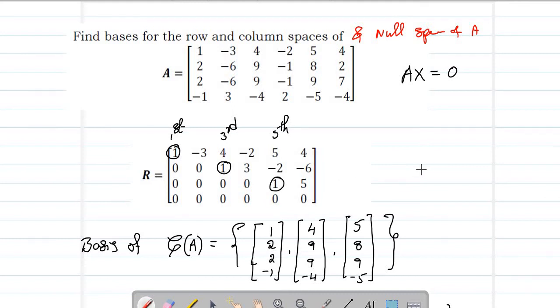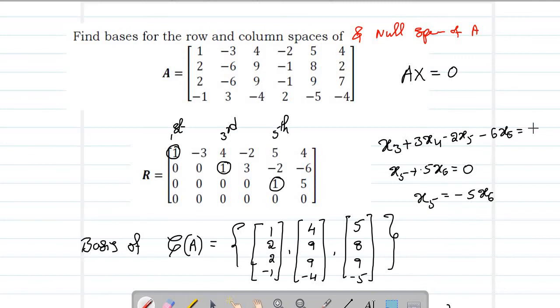because there are 6 columns: 1, 2, 3, 4, 5, 6. Therefore, this will be x5 plus 5x6 equal to 0. From this you can write x5, that is minus 5x6. Now from the second row, I can write x3 plus 3x4 minus 2x5 minus 6x6 equal to 0. You already know x5 in terms of x6, so you just replace it here.